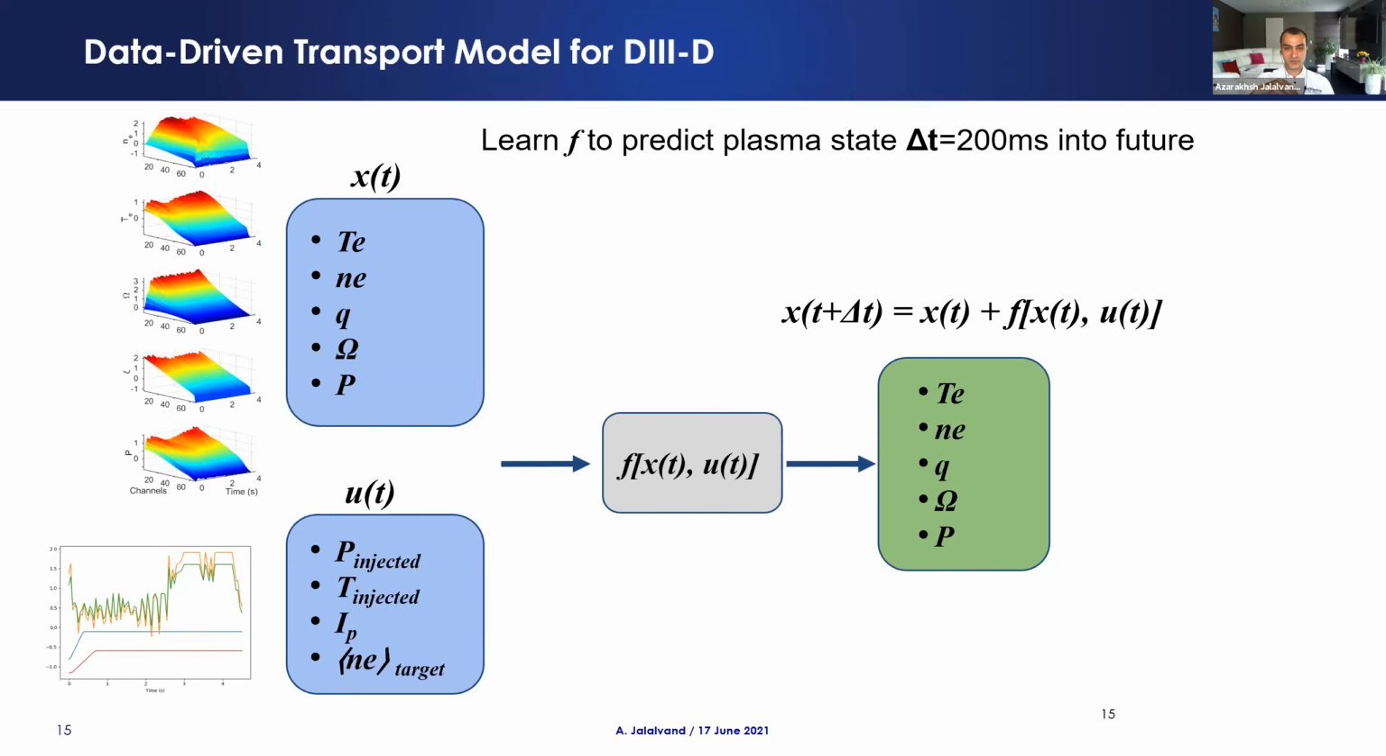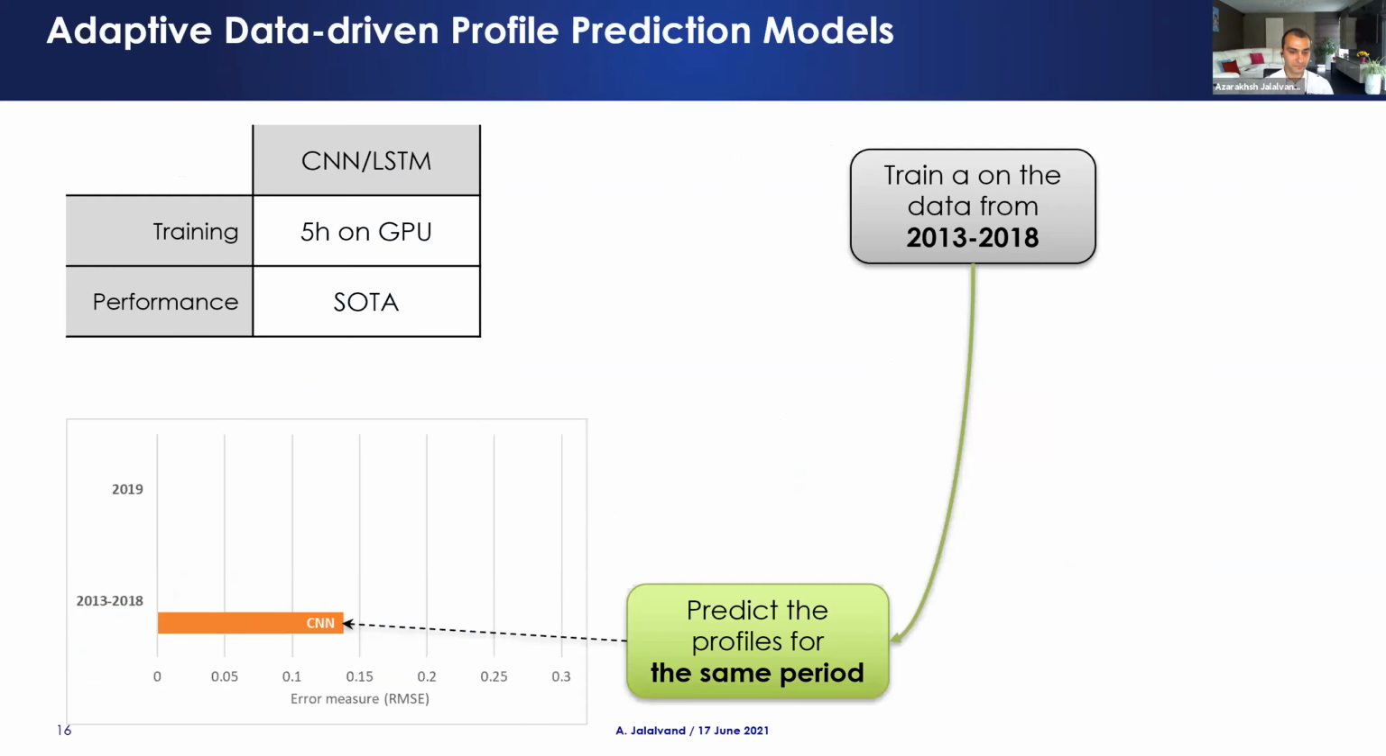Okay, so let's go back to our fusion problem. So we had these 5 profiles, and we wanted to predict these profiles 200 milliseconds later with the help of some actuators. So at each time step, the machine learning model, which has been shown with F here, receives the profile values at time t plus these actuators and predicts what's going to happen in 200 milliseconds. That's the definition of the problem.